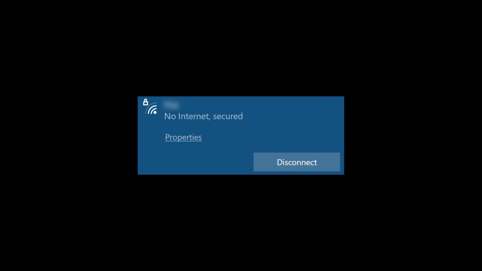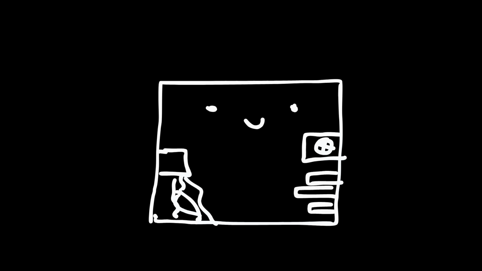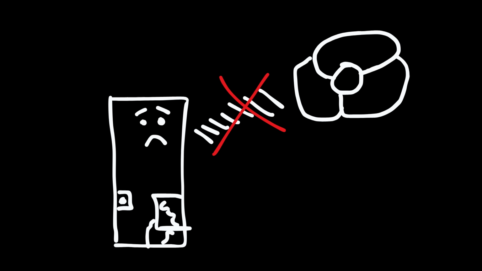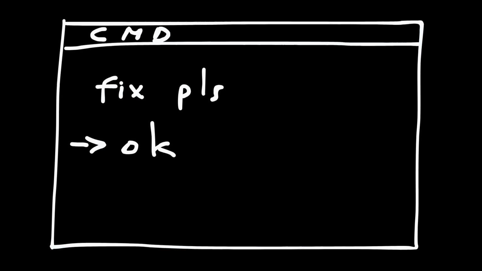Have you ever encountered this? This error means your computer connects to Wi-Fi but can't reach the internet, usually caused by corrupted network settings. One hidden Windows command fixes it in 30 seconds.